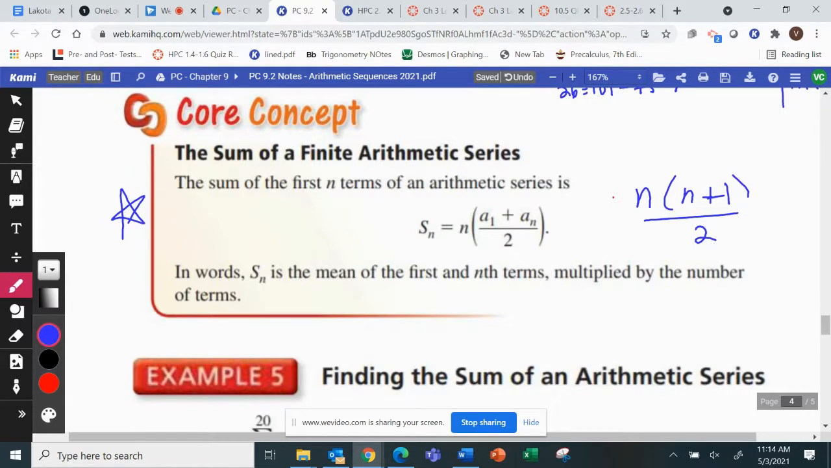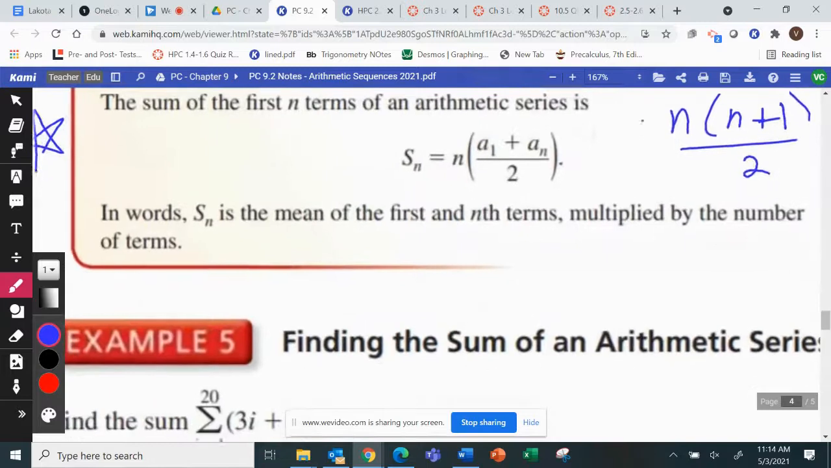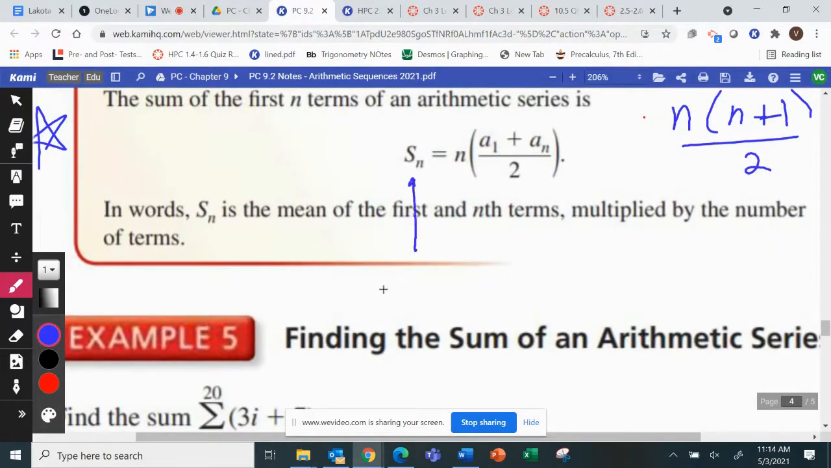S sub n stands for the sum of however many terms in that sequence. S stands for the sum of, and it says the first and nth term. No, that's not what it stands for. The sum of n terms. That's what it stands for.